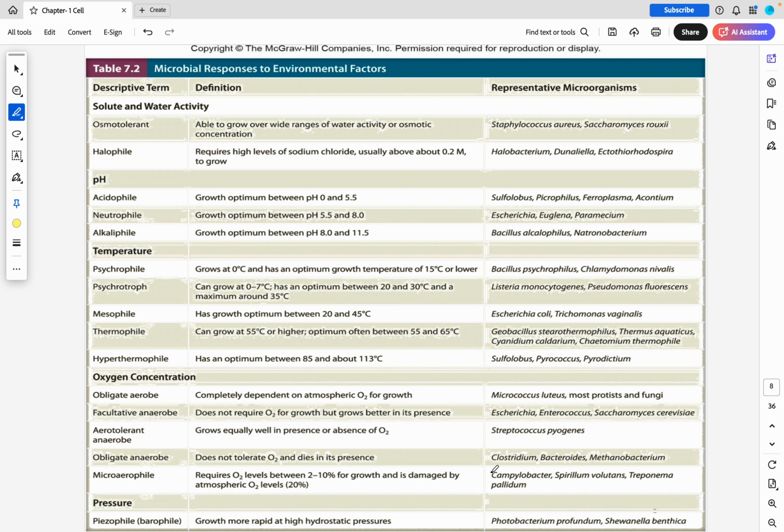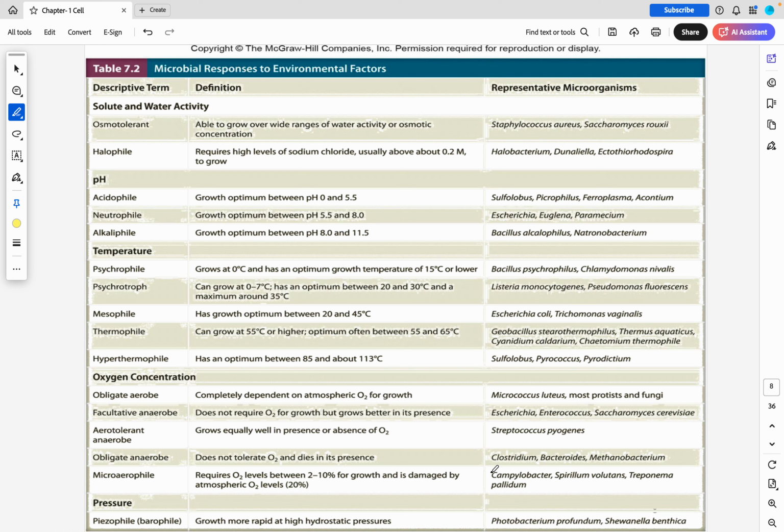And then we also have, for those that are tolerant of changes in the osmotic concentration of the ambient, Staphylococcus aureus and Saccharomyces species. Then within the pH bins, we have the following. Those that prefer acidic environment include Sulfolobus and Ferroplasma.